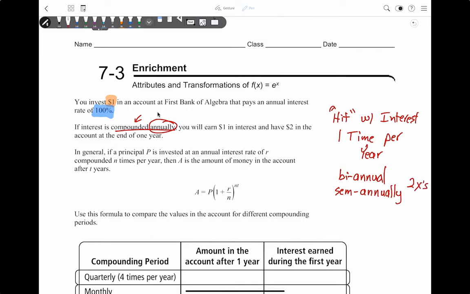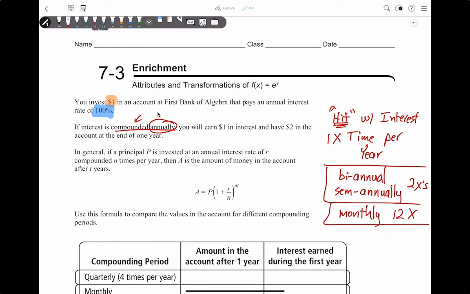So 2 times per year, this is 1 time. So I'll just put 1x. Let me move that over just a little bit. So 1 time is annually. Biannually or semi-annually is 2 times. And then like monthly, that means you're going to be hit, quote unquote, with interest 12 times. And if it was daily, it'd be 365 times, so on and so forth. Okay, so it's all in a matter of a time span of 1 year.